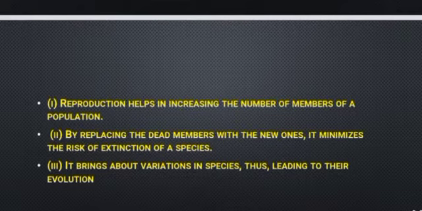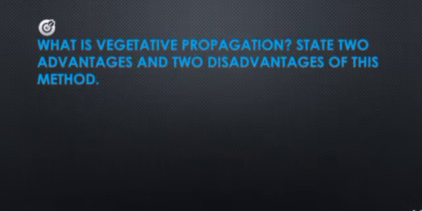It brings about variations in species, thus leading to evolution. We have already learned by the process of reproduction, they are bringing variations in the organisms. These variations are helping all kinds of organisms to get adjusted with the changing environment. It brings some adaptations in their lives. So that helps the evolution as well as speciation. These are the importance of variation and these are the importance of reproduction.